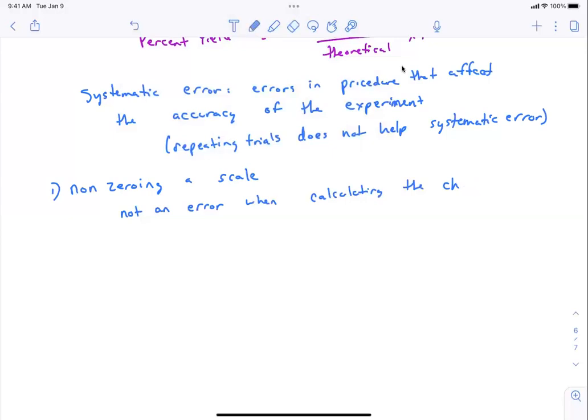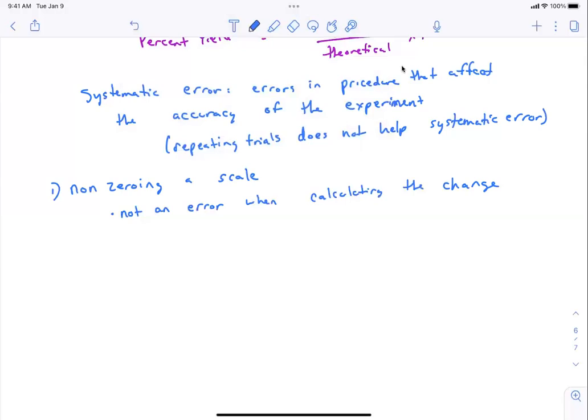right? Because if your scale is off the same way both times, at the final and the initial, the difference is still going to be the same. So it's not an error when you're calculating the change of mass, because if you don't zero it and you have the same effect on both values, then it cancels each other out. So you have to be careful that sometimes what you imagine as a systematic error may not actually have the effect you intend. Yes, correct.